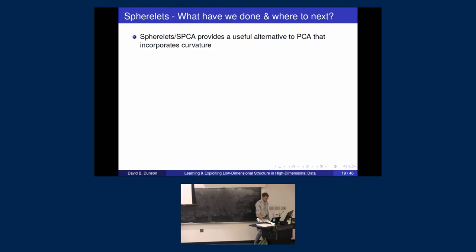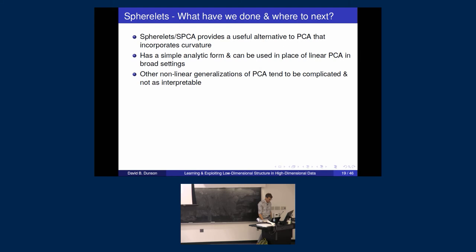So that's the work on spherelets. I wanted to cover some other things, so I just gave a brief overview of spherelets. I think it provides a really useful alternative to PCA. If you're using PCA, particularly in some machine learning algorithm, it's easy to try out spherelets and see if it improves your performance, because it has a really simple analytic form. It's not a highly parameterized thing. It's just adding a center and a radius to what PCA does, so that doesn't really increase the number of parameters very much.